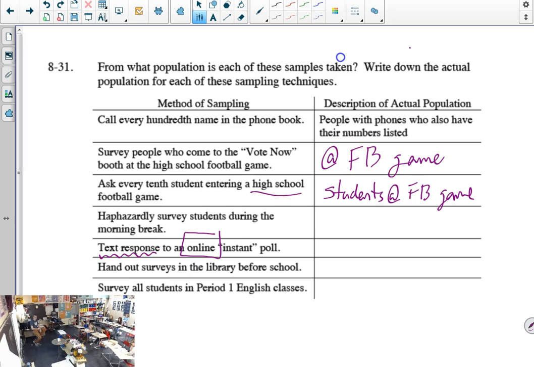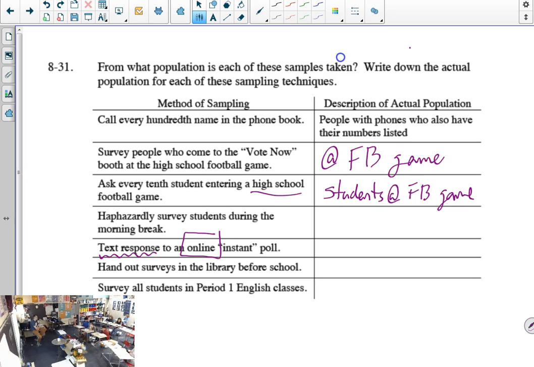Hand out surveys in the library before school. What is your population there? And if you want to tell me what it is, yeah, so people in library before school. We don't even necessarily know that it's students, because it could be teachers or whatever else.